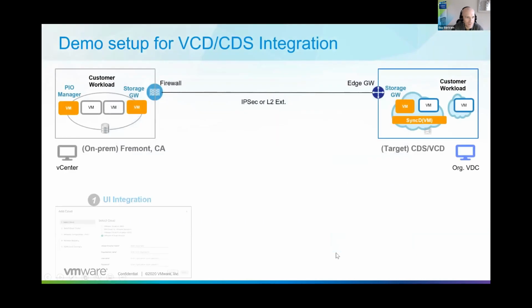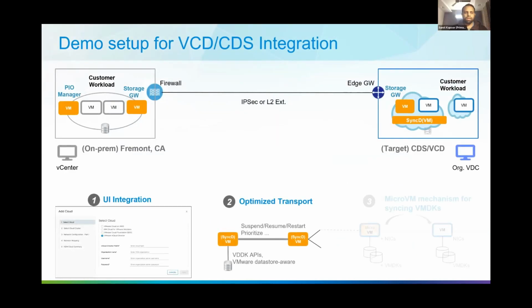All right. So I'll talk about the demo environment. For the demo, we have our data center, which is in Fremont. We have also created a VCD environment on which we have created a VDC. The version that I'm using for the demo is 10.2, which is what you would see in a CVS environment as well. We have already installed our product. We have basically configured the connection between these two environments as well.